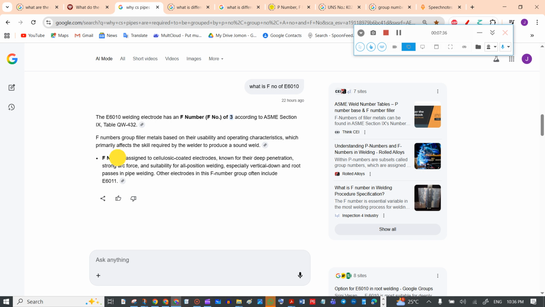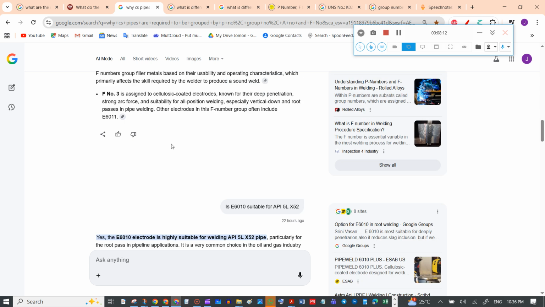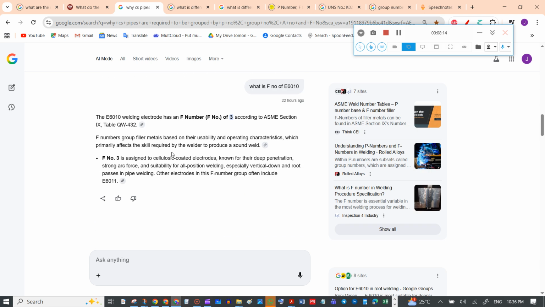So, like we said, the F number is 3 for E6010, and it is assigned to cellulose coated electrodes. Cellulose coated means it has deep penetration, strong arc force, and suitability for all position welding, especially vertical down and root passes in the welding. Other electrodes in this F number often include E6011, and it's also fast freezing actually.